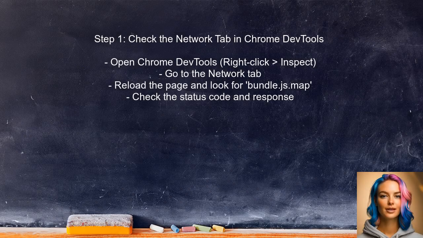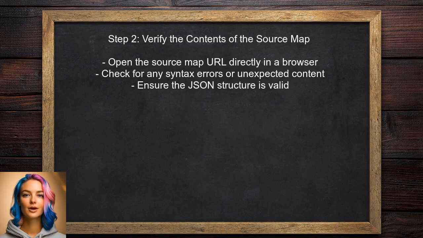To begin troubleshooting the source map issue, the user should check the Network tab in Chrome DevTools. This will help identify if the source map file is being loaded correctly. If the source map file is loading correctly, the user should then verify the contents of the source map. They can do this by opening the source map file directly in a browser or a text editor.